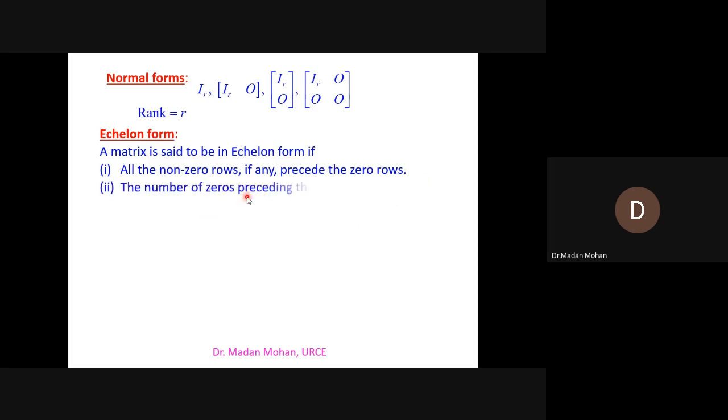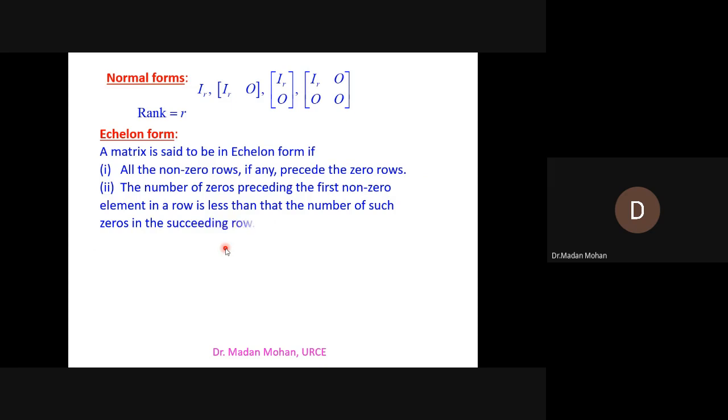The number of zeros preceding the first non-zero element in a row is less than the number of such zeros in the succeeding row. I think you may not follow it, but you can easily follow after the examples. I'll explain this through examples.